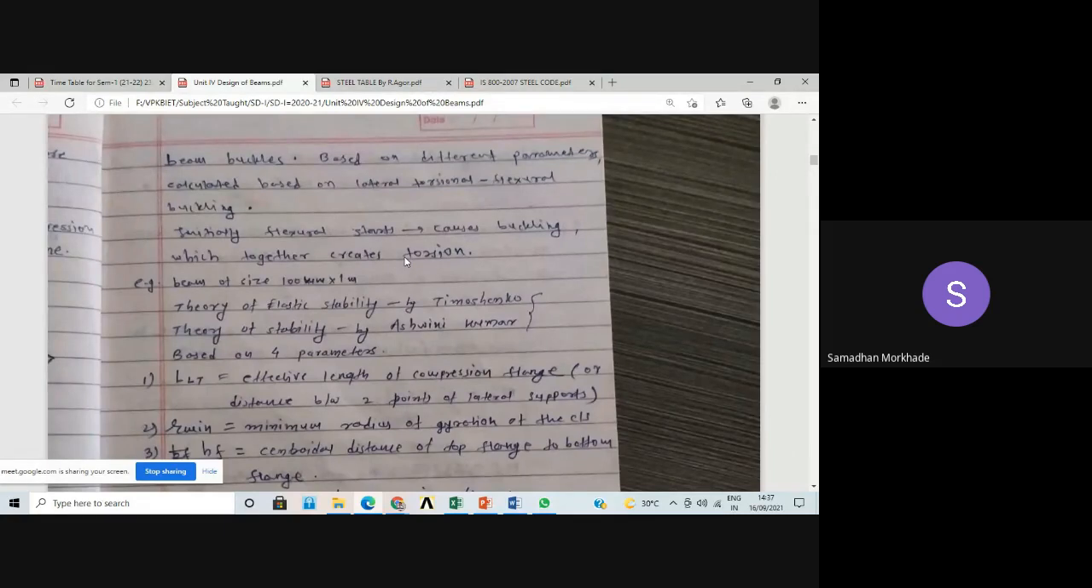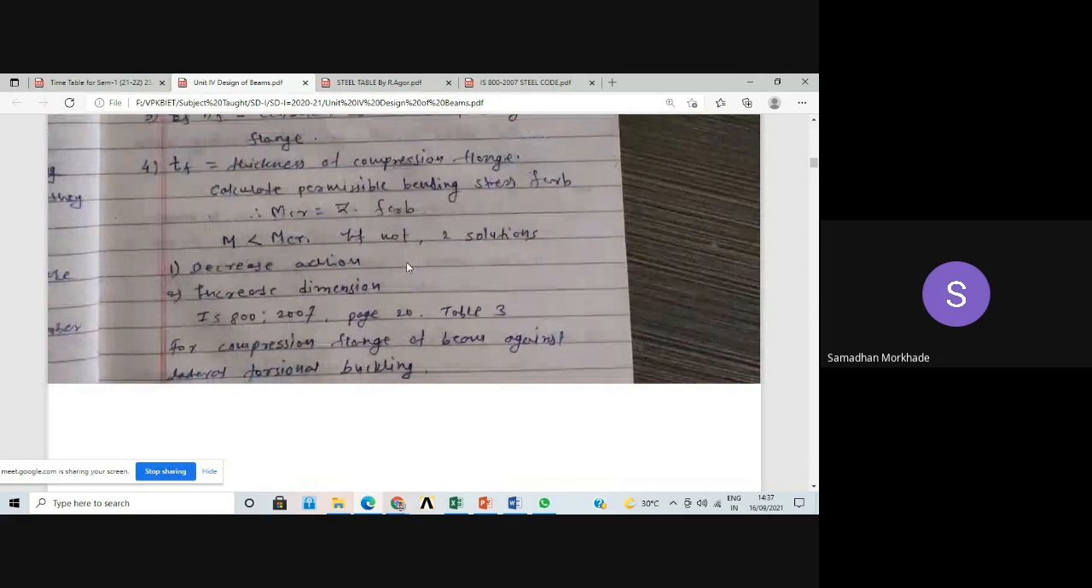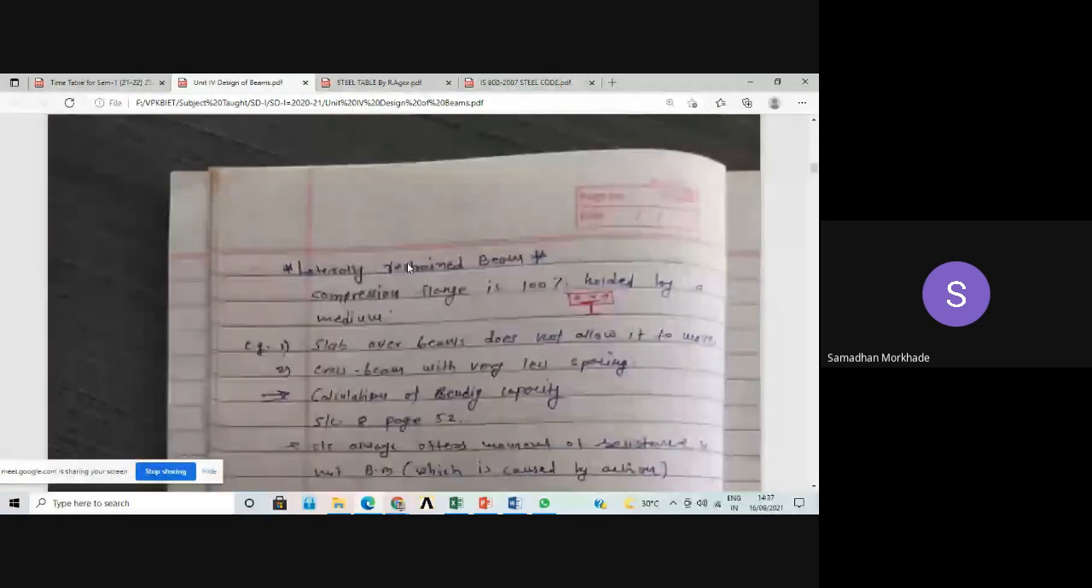And after that, we have discussed the terminologies, meaning IS code provisions for the laterally supported and laterally unsupported beams. Before that, we have discussed that these three actions are very important for the beam. Which are the three actions? Shear force, bending moments, and deflections. Whatever beams we are going to design, that beam must be safe in shear, safe against bending moments, and safe against deflections. Okay, so these are the three criteria.